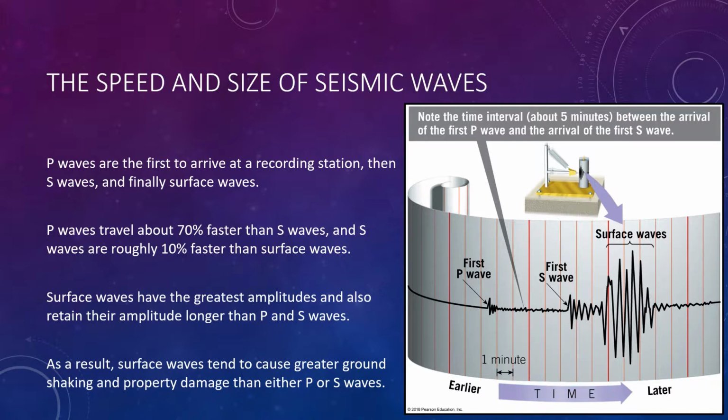In addition to the velocity differences in the waves, their seismograph recordings differ in height or amplitude, which reflects the amplitude of the shaking that they cause. So you'll see here, P waves are relatively weak and early, S waves are in the middle, and then our surface waves leave a huge signature, which means they do cause a lot of ground shaking. Surface waves also retain their maximum amplitude for a longer period of time. As a result, surface waves tend to cause the greatest ground damage by shaking and hence, destroying property.